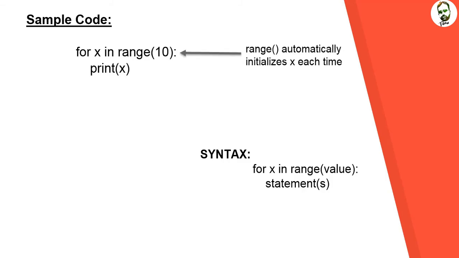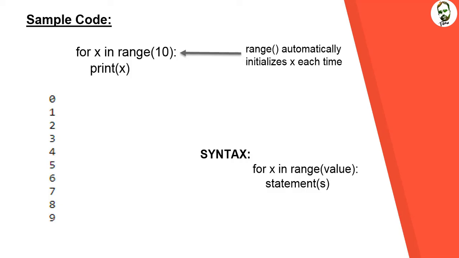Now, the range automatically initializes x. In a while loop, we have to write x equals 1 first. But in a for loop with range, we don't have to do that. It automatically initializes x with a new value each time. So first it will be 0, then next time 1, and so on to 9. Now if we run this program, we will get 0 to 9.